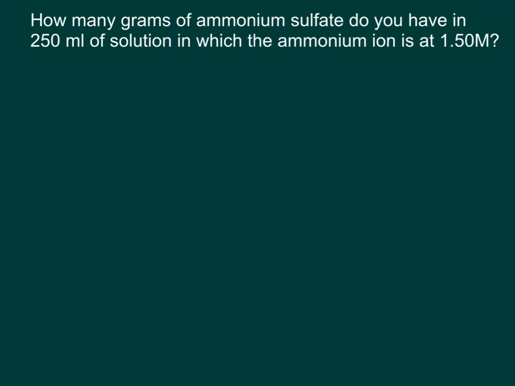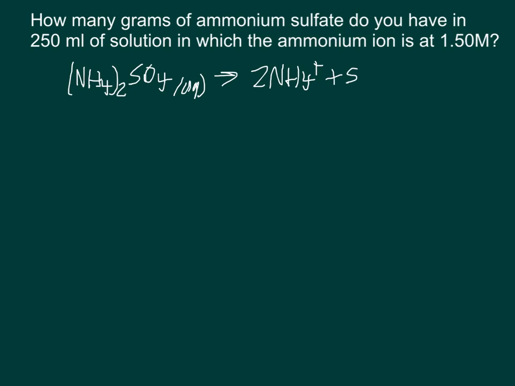Okay, so for this we need to remember that, first off, let's figure out what ammonium sulfate is. Ammonium is NH4 plus, and sulfate is SO4 2 minus, so we actually need two ammoniums. So that's going to be ammonium sulfate. Now keep in mind that this is aqueous because ammonium is always aqueous, and therefore when we look at this, it's really going to exist as 2 NH4 plus and an SO4 2 minus ion in solution.